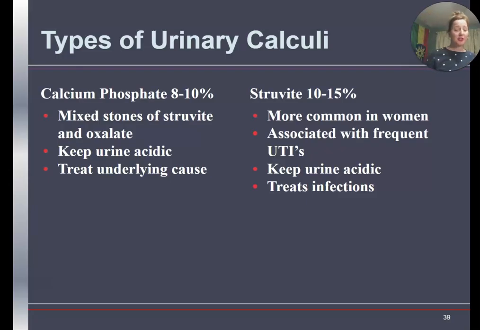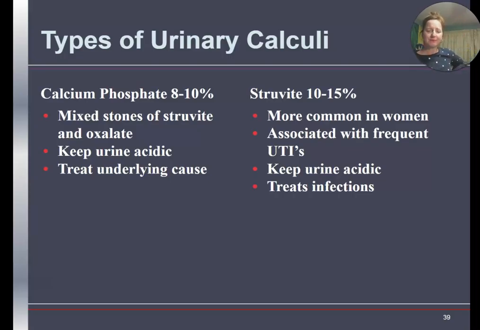All right, additional urinary calculi. Now you have calcium phosphate, which happens more like 8 to 10% of the time. And these are usually struvite and oxalate together. The key to this one is to keep the urine acidic and then treat the underlying cause. Why do they have so many of these issues in their blood? How can we rebalance them?